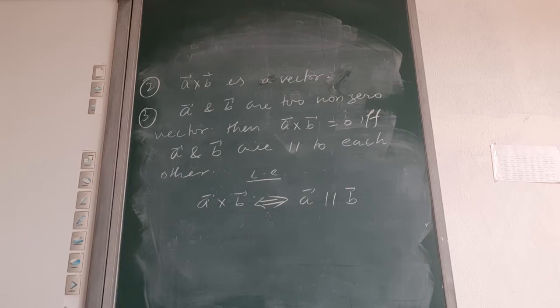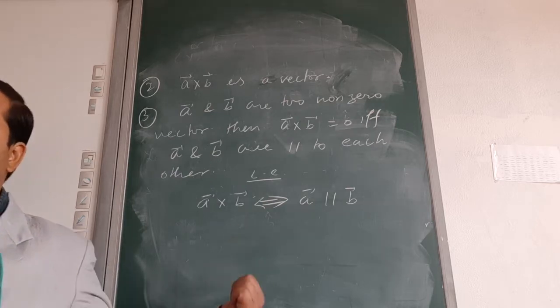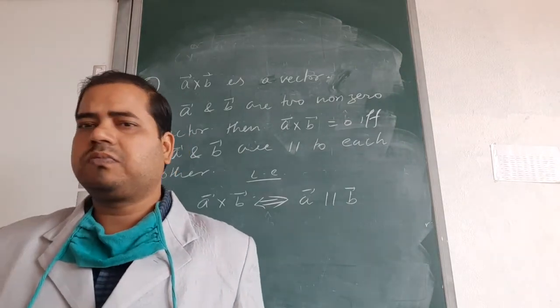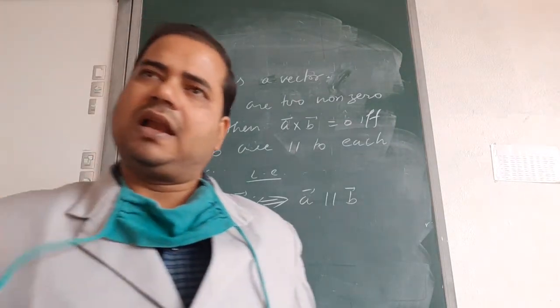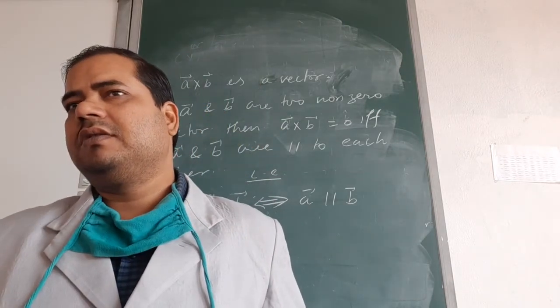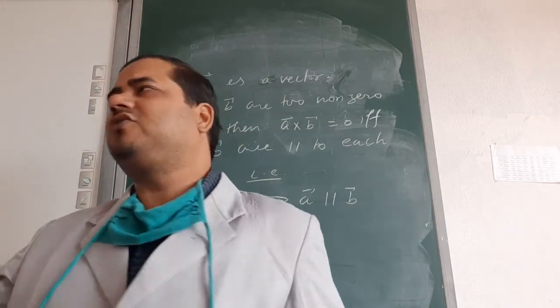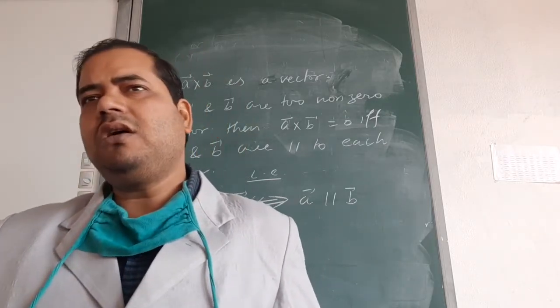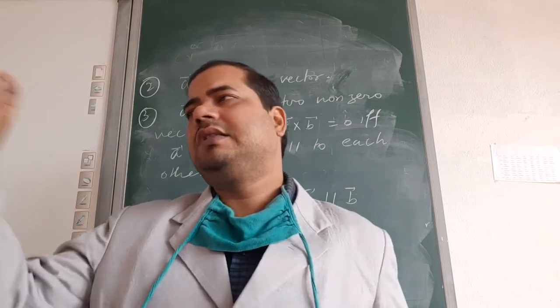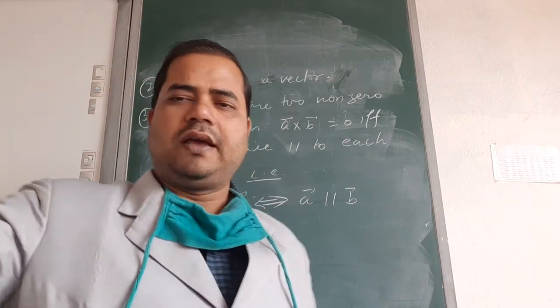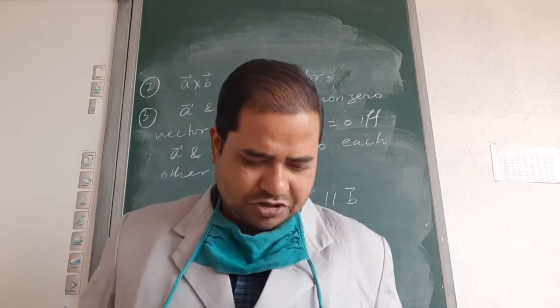Understood? But in A dot B, if A dot B is 0, then A and B are perpendicular. Clear? Cross being 0 means parallel. But in dot, if it is 0, then this is perpendicular. And this is the method to show two vectors are parallel or collinear: A cross B is 0. And if two vectors are perpendicular, then A dot B must be 0. Clear? Okay. Now solve a question.